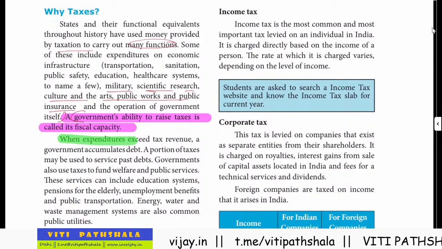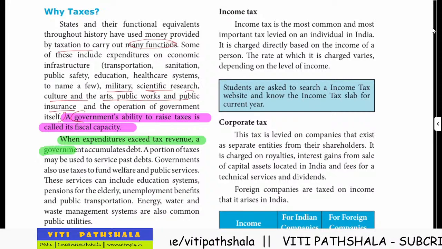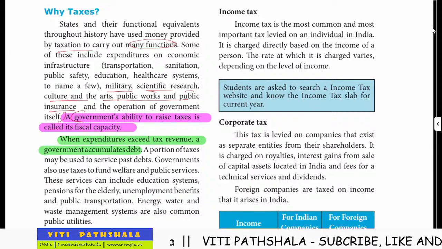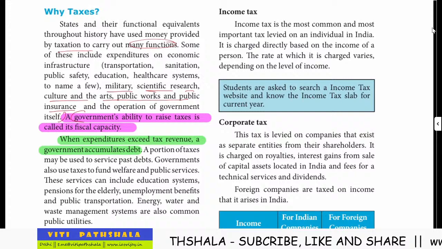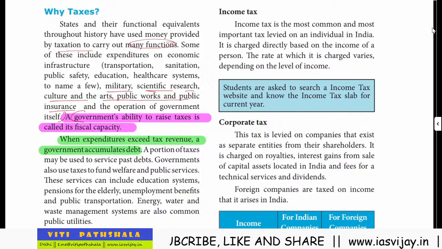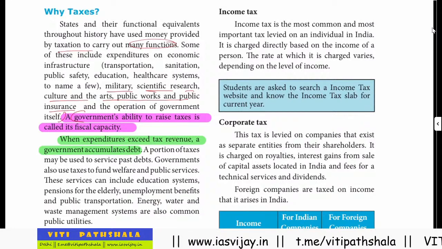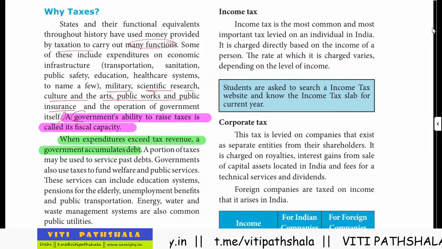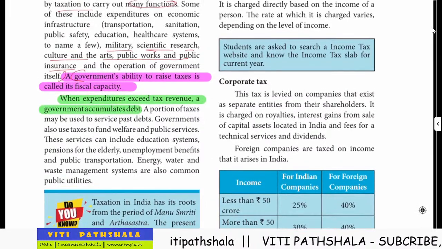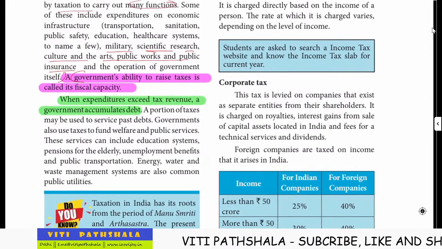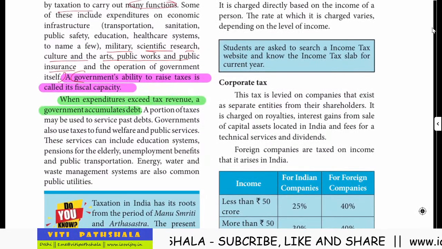तो जब भी खर्चा बढ़ता है टैक्स से, मतलब कि सरकार को जितना पैसा आ रहा है उससे ज्यादा वो खर्च कर रही है, तो गवर्नमेंट पर लोन हो जाएगा, डेब्ट हो जाएगा. एग्जाम्पल आपका है पाकिस्तान. Now, a portion of the tax may be used to service the past debts. So जो पैसा टैक्स में आ रहा है वो पिछला कर्जा देने में जा सकता है.